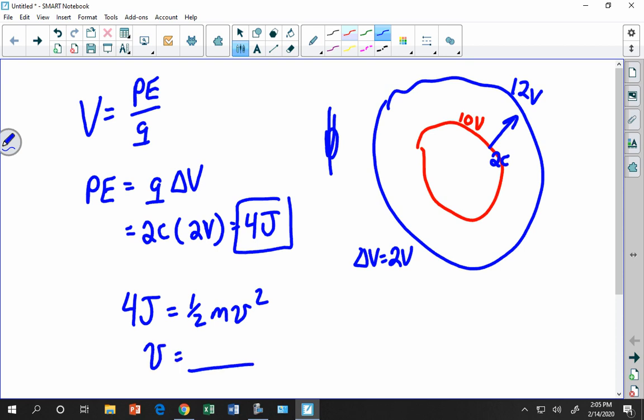I can figure out the velocity of that particle now just by saying, okay, I have this charged particle that's moving from 10 volts to 12 volts. This is an equal potential line. The red line is 10 volts. The blue line is 12 volts. And as I move from this point to this point, that's a difference of 2 volts in potential. When I do that, my particle will gain or lose energy. It'll gain energy when it moves from one line to the next.